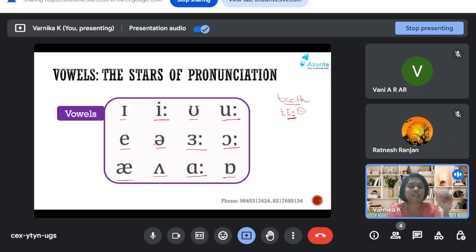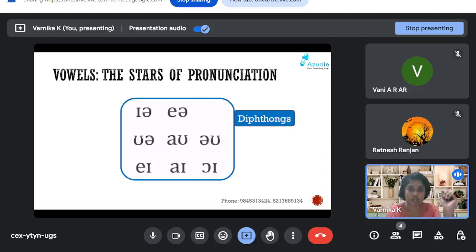All right, so these are the basic vowel sounds. Now we are going to learn some diphthongs. These are also considered vowel sounds, but they have 2 syllables in them. So let's see what they are.